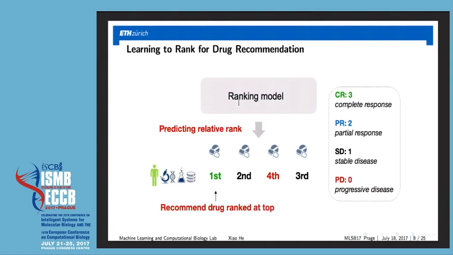Therefore, we propose to use a learning-to-rank model for drug recommendation. We predict the relative rank between drugs, not the exact drug response values. So we are trying to answer the question, which drug works better than the others, rather than how well a drug will work. And finally, we recommend the drugs ranked at the top.